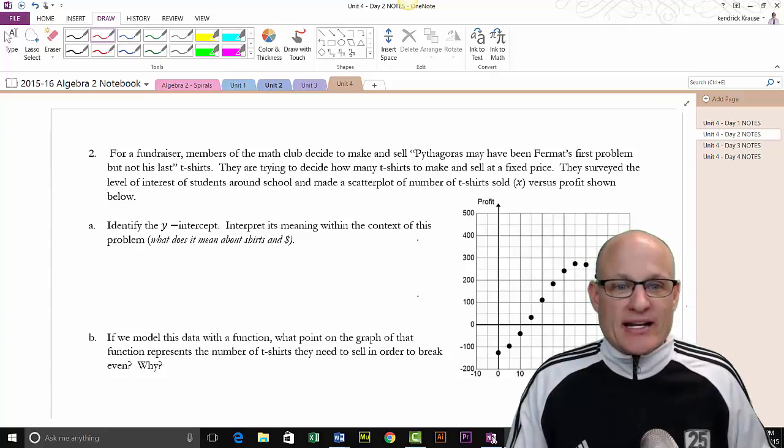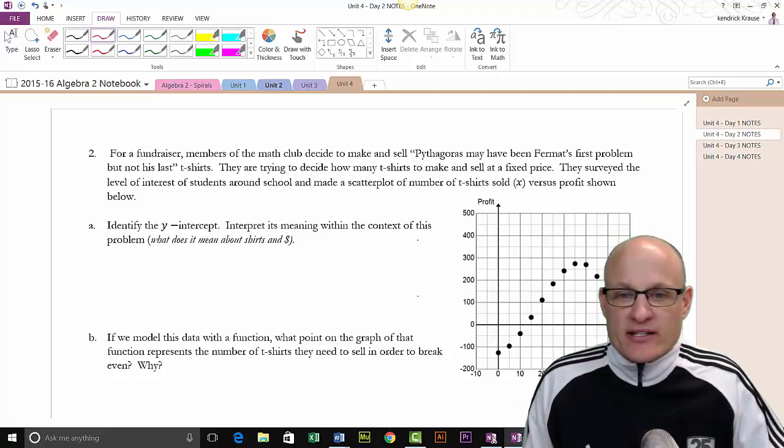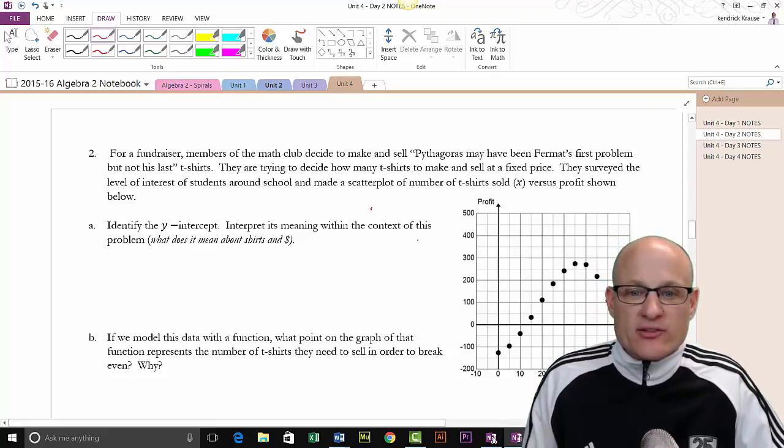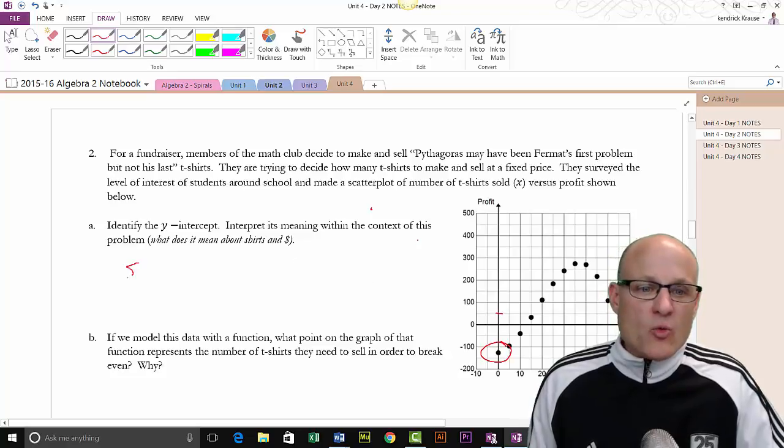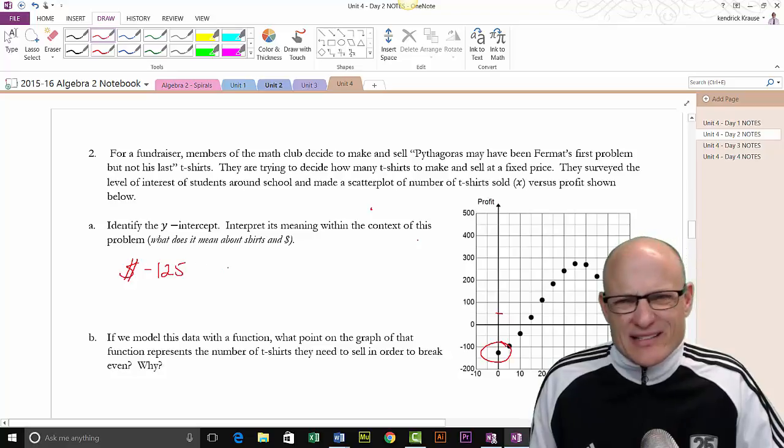So identify the y-intercept and determine what its meaning is. In this case, the y-intercept is right here, obviously. And it looks like, if every box is 50, it might be negative $125. Well, what does that represent?